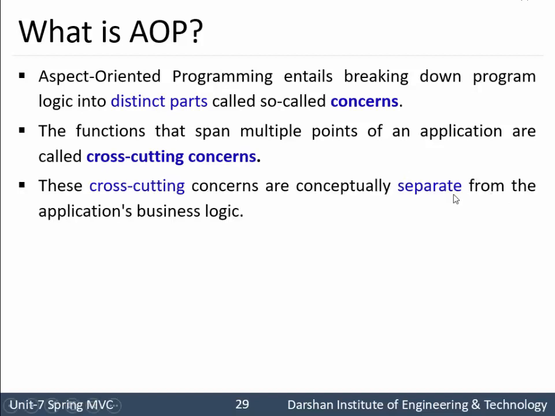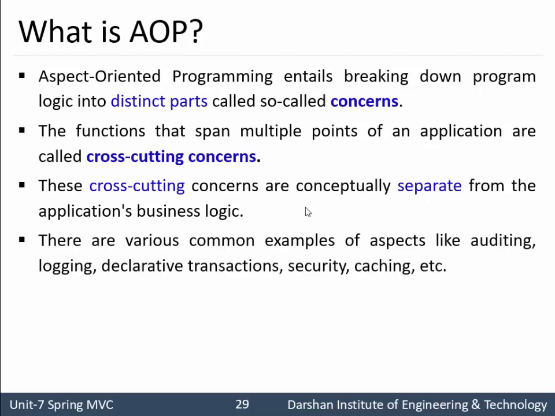The cross-cutting concerns are conceptually separate from the application business logic. So this is how we are separating our logic. Some of the functions are required at every point of an application, while some are required at the start only. For example, the login concern is required at the initial stage only. Then once the user has logged in, other concerns will start. There are various common examples of aspects like auditing, logging, declarative transactions, security, caching, etc. These are examples of some of the aspects in aspect-oriented programming.